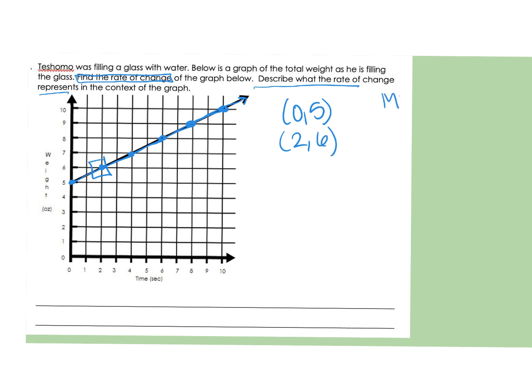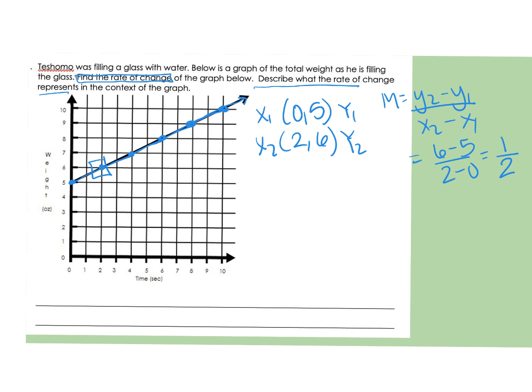What is my slope formula? y2 minus y1 over x2 minus x1. Label your points every single time. You don't want to accidentally mix up the numbers and get something wrong. Plug it in. My y2 is 6, my y1 is 5, my x2 is 2, my x1 is 0. I get a slope of 1 over 2. It's usually the other way around, but that's okay. Still, what do these numbers mean?